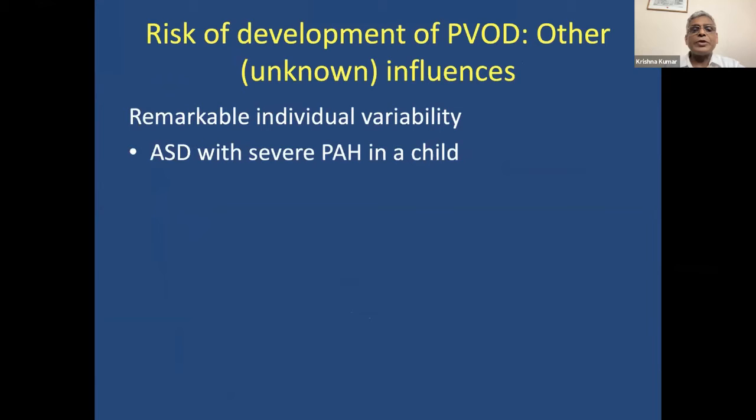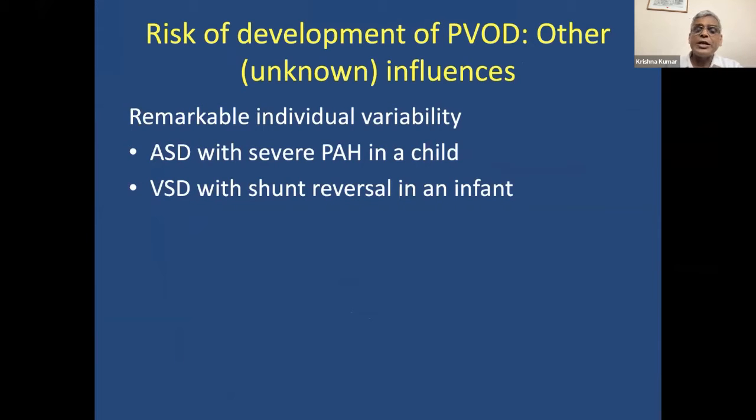Of course, there is a lot of variability. I've seen so many children with ASD that come with severe PAH, large ASD, large flow, yet also have severe PAH. We've had VSDs in a 3-month-old that look like Eisenmenger and never reverse.